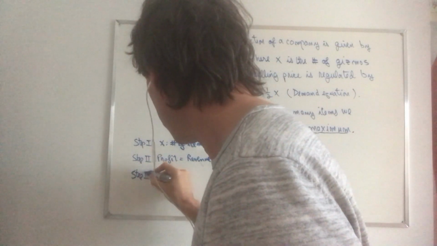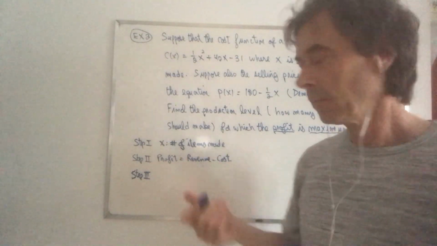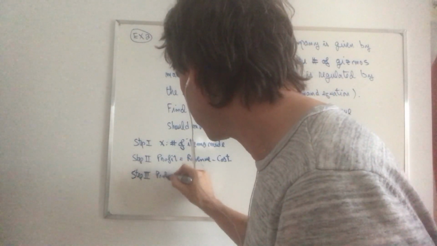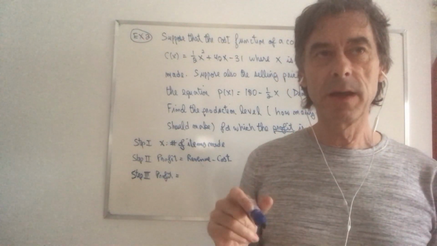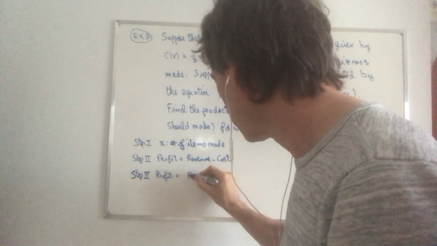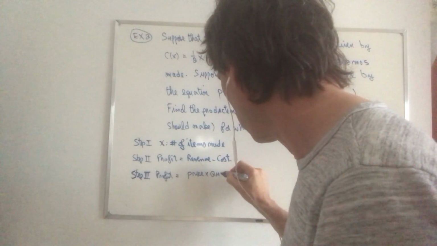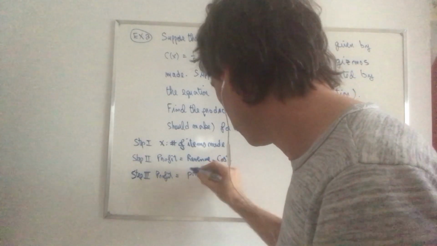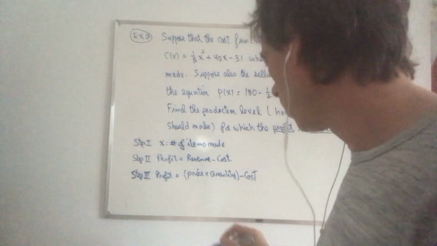Step 3, I'm supposed to find here an equation that links all the things together. Well, that's pretty obvious, I guess. So profit is, do you remember how we calculate revenue? Revenue is price multiplied by quantity. So I'm going to put that in a bracket. This is my revenue minus my cost.